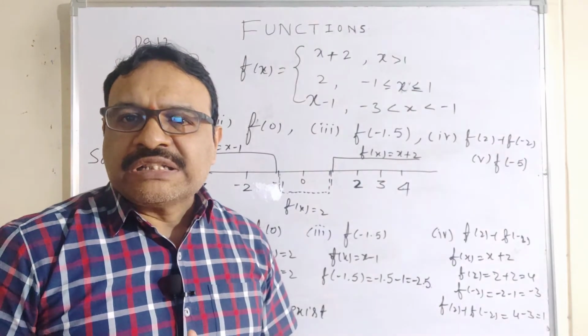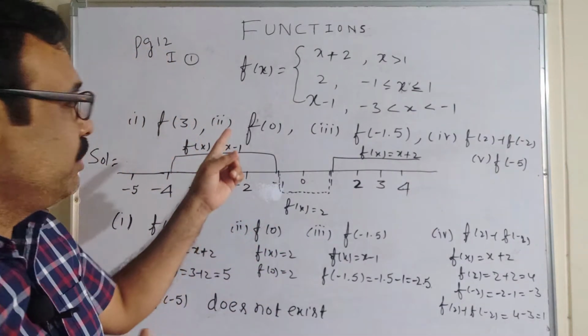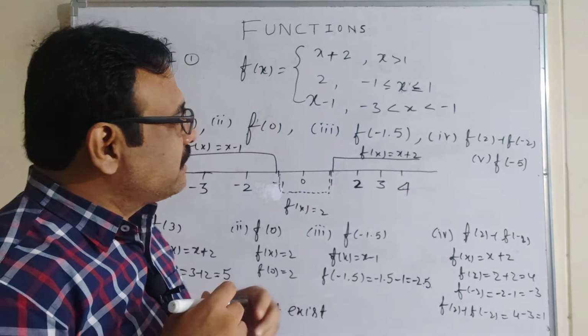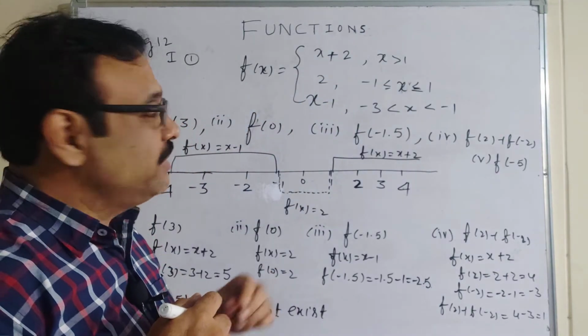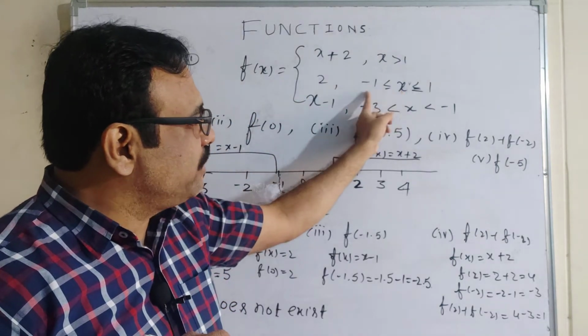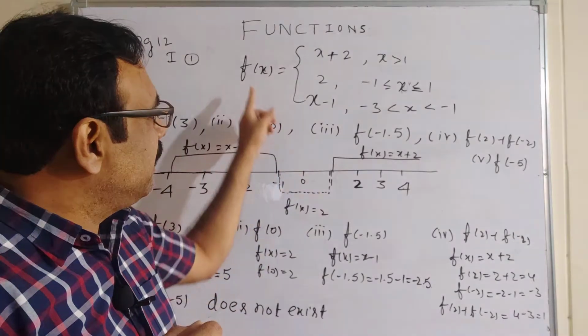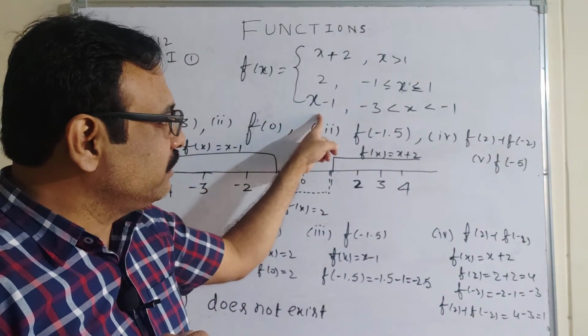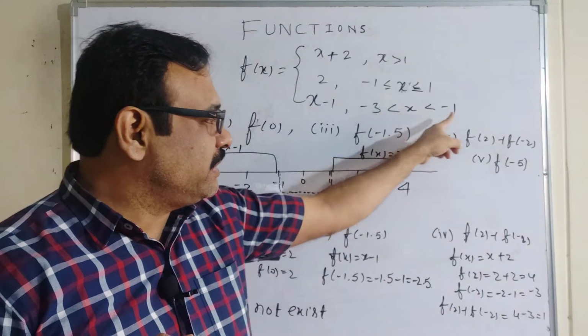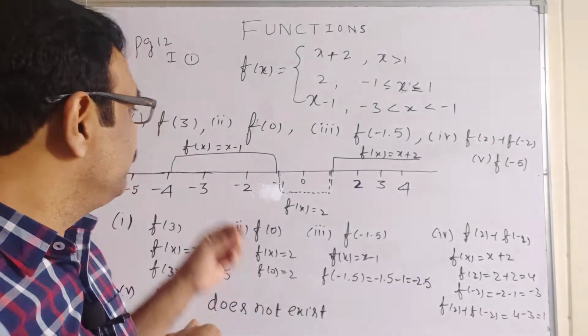Welcome to function lesson number 5, and this is a question which we need to concentrate on. f of x is equal to x plus 2 when x is greater than 1. That is the condition. f of x is equal to 2 if and only if x lies between minus 1 and 1. And f of x is equal to x minus 1 if and only if x is lying between minus 3 and minus 1. What are the values we need to find?